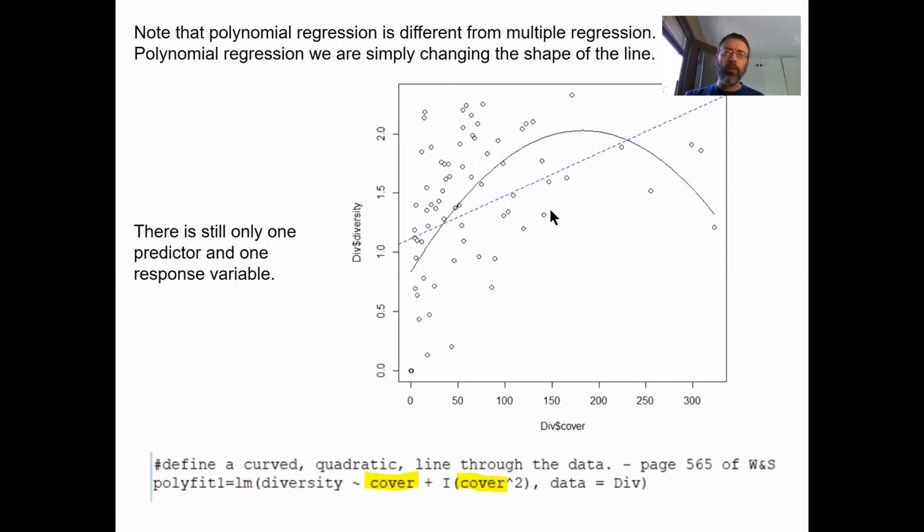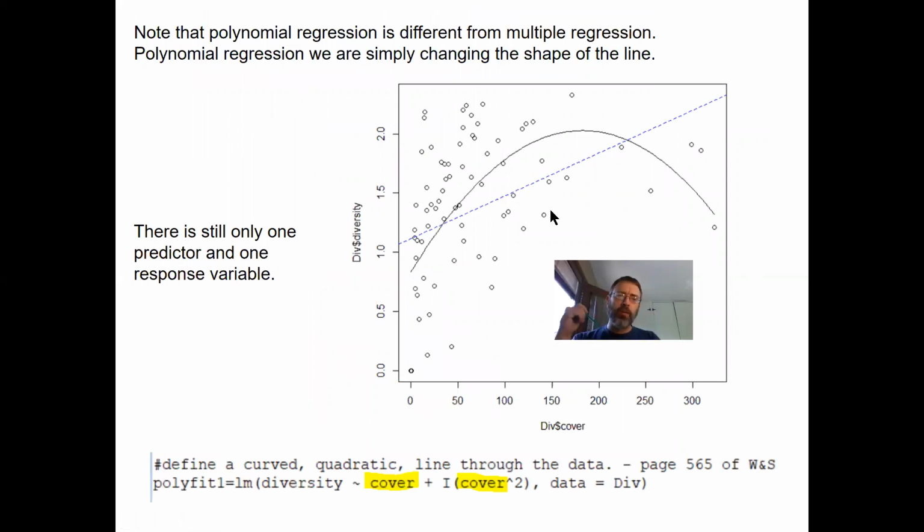Note that polynomial regression, which we did in a different section, was, by the way, optional, so maybe you didn't do it. But let me just say, polynomial regression is not a form of multiple regression, because you're still only working with one predictor and one response. You're just changing the shape of the line here. Take the covariate and then the covariate again, squared. That creates a quadratic effect in the line. This is not multiple regression.